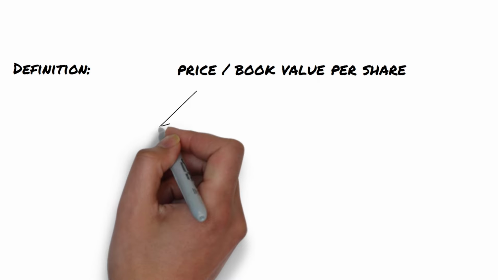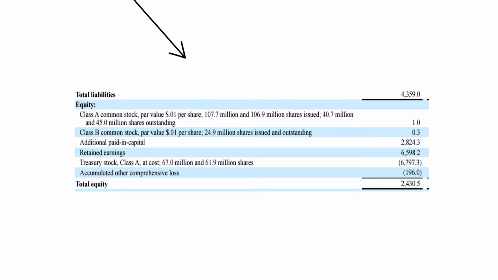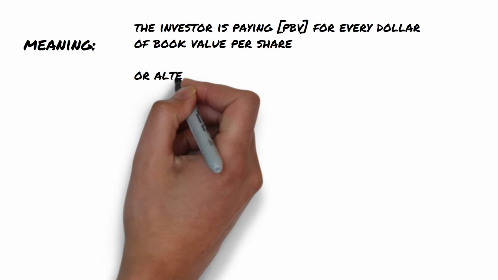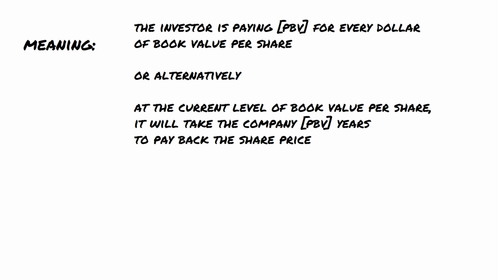The price to book value ratio is defined as the market price divided by the book value per share of the company. The investor is paying the price to book value for every dollar of book value per share, or at the current level of book value per share, it will take the company price to book value years to pay back the share price. So the lower the multiple of the company, the less the investor is paying for the book value.